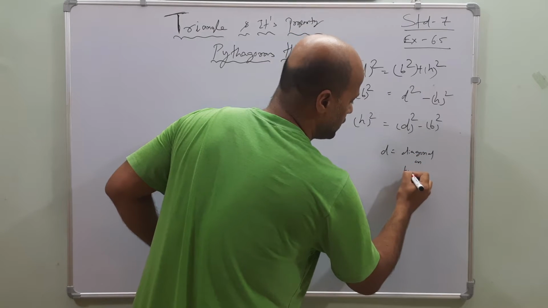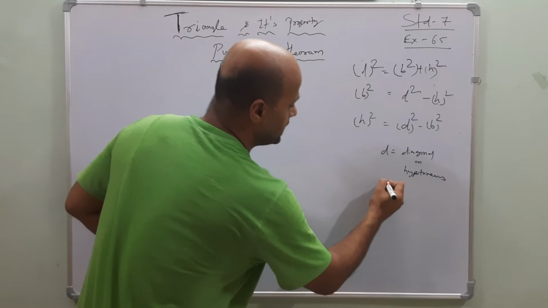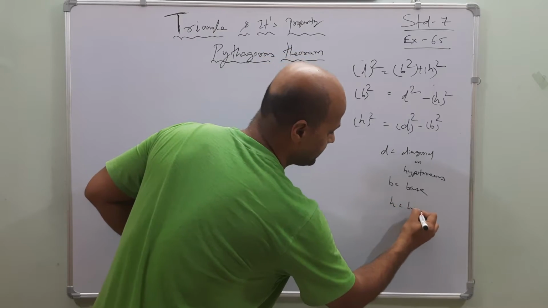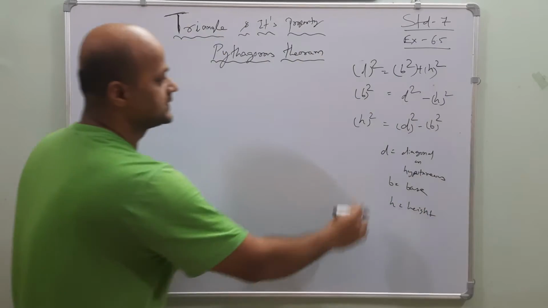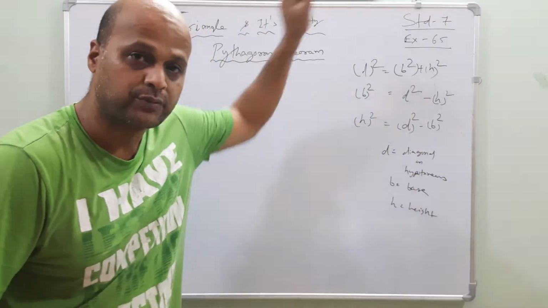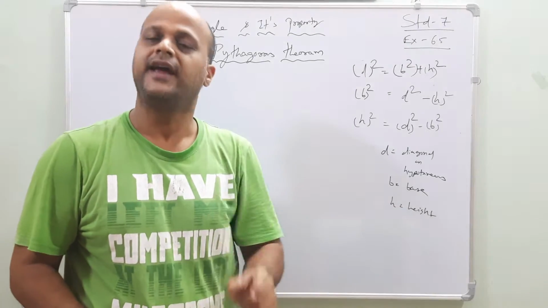or hypotenuse, B for base, H for height. So this thing you have to remember. All your exercises depend upon this one, my dear friends. Okay, so don't be confused. We will discuss them one by one.